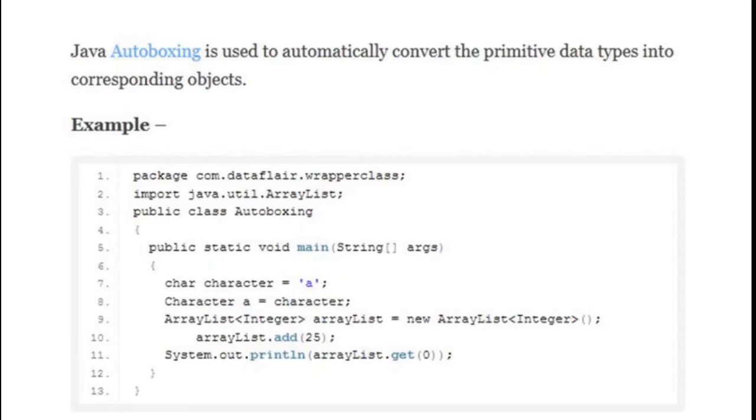So this is the example of what we call autoboxing. And similarly, there is another example where we are making a new generic ArrayList with Integer, and we are adding a primitive data type 25 value, that is a literal, which is getting stored inside the generic ArrayList of Integer. Okay, and when we are going to print it by using the function get of the ArrayList class, we are getting the value.